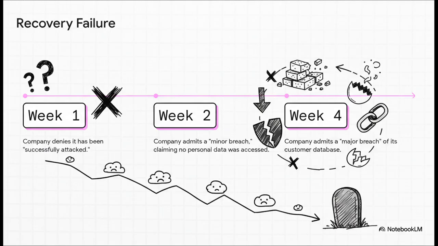For almost a month, Egghead sent these confusing, contradictory, and flat-out false messages to its customers. First they denied it, then they downplayed it, and only then did they finally admit the awful truth. They completely destroyed all public trust, and it ultimately led to the company's downfall.